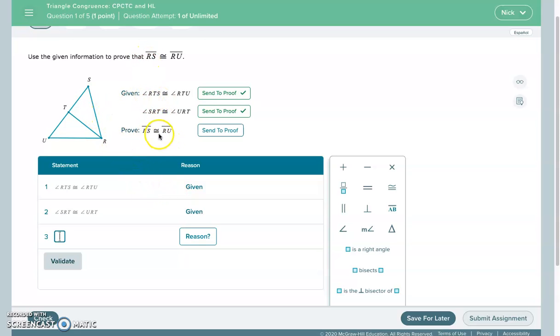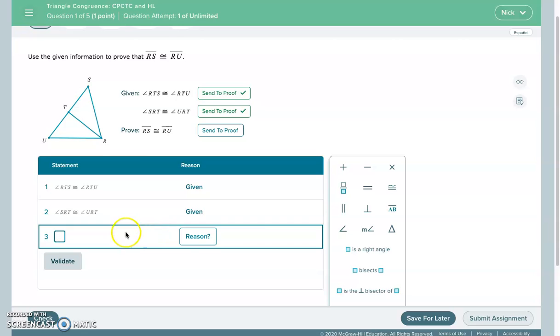We want to prove RS is congruent to RU. So what do we know? We know RTS is congruent to RTU, so this angle is congruent to this angle. And I know SRT, up here, is congruent to URT. So these two are congruent, and these two are congruent. This shape you're probably seeing a lot of now. Whenever you have these shared sides, we're probably going to use our reflexive property, so that's what we're going to say here. I'm going to prove that this triangle is congruent to this triangle. This is my goal, then I'll deal with this. So let's prove they're congruent first.